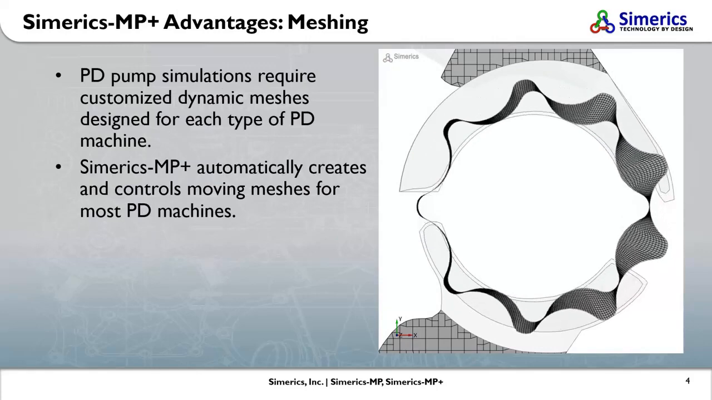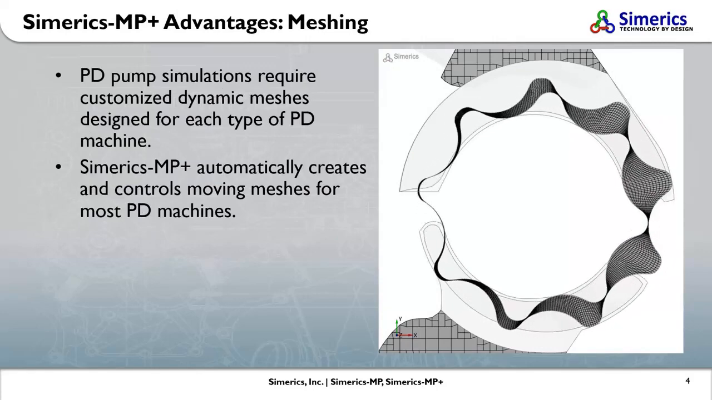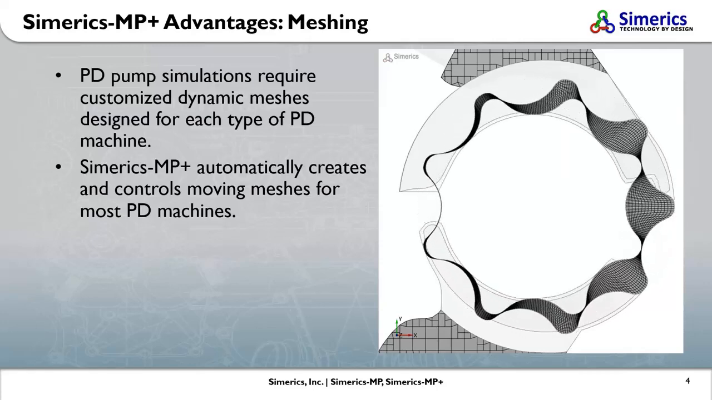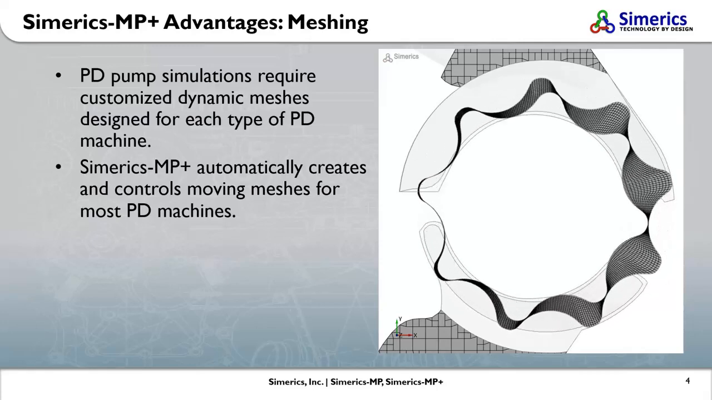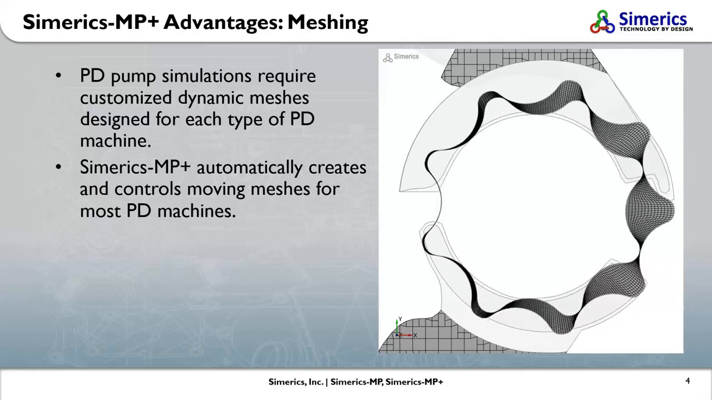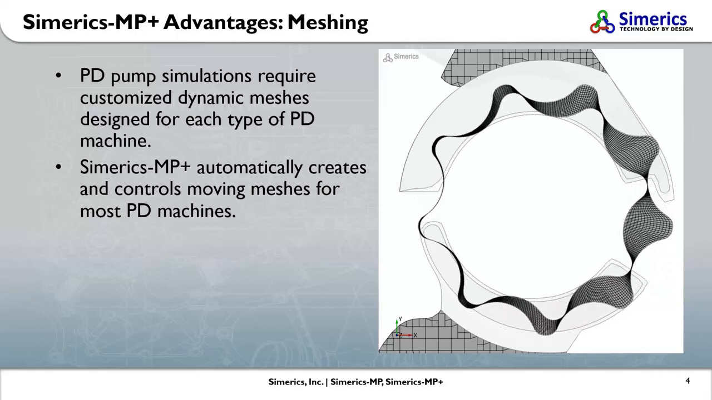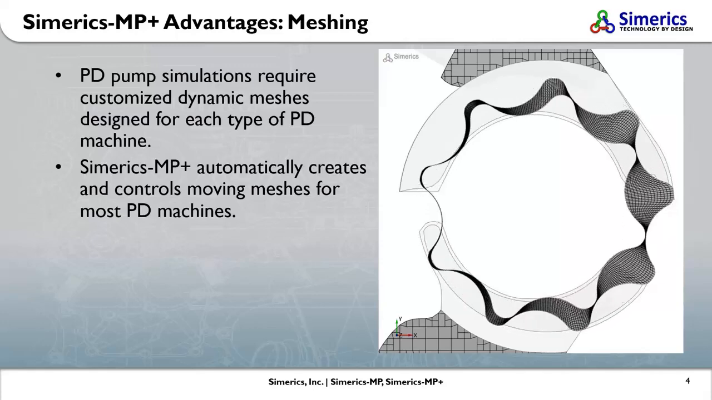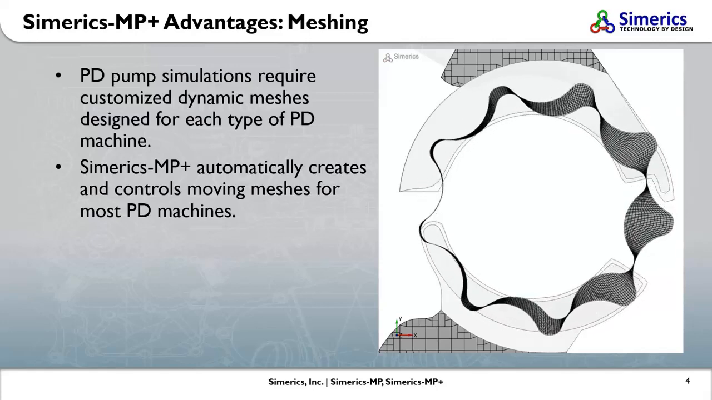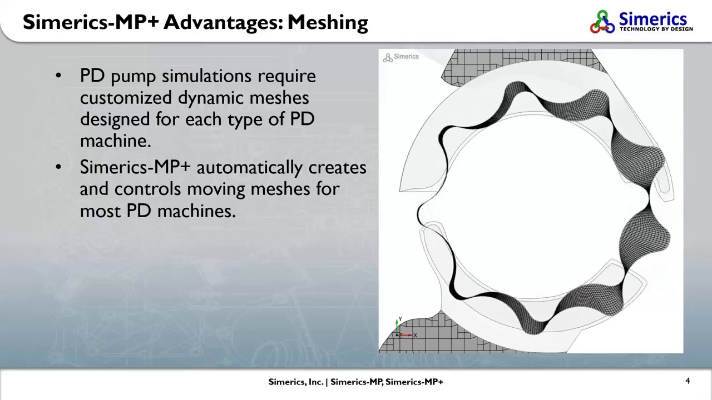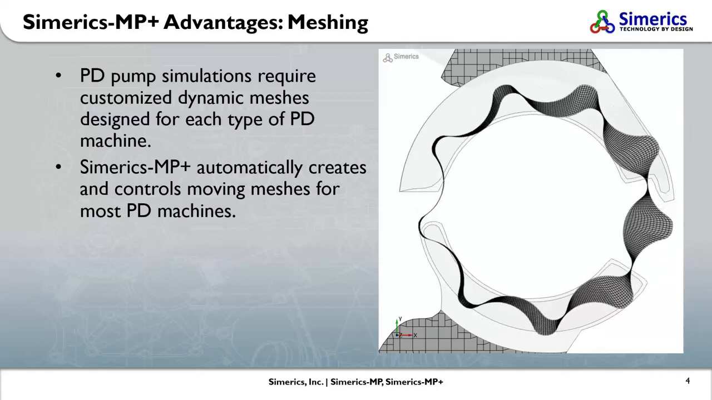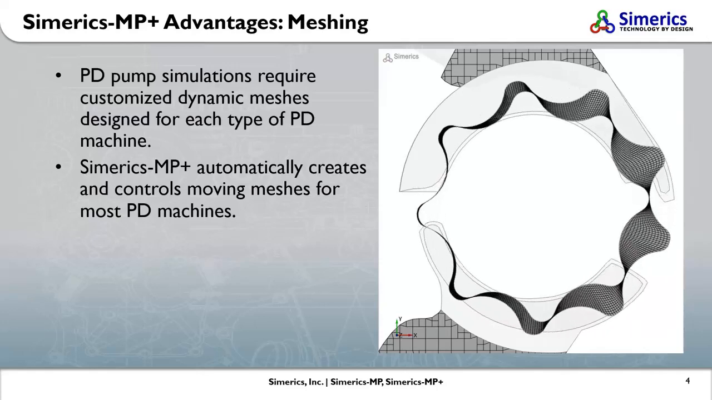So then how does Simerics MP+ address all of these issues? Let's start with its advantages in meshing. The general consensus in the simulation community is that the only practical meshing solution for PD machine simulation is a customized moving deforming mesh designed specifically for each PD machine type. Most of these meshes utilize very complex mathematical and numerical algorithms. This approach is difficult and often impossible in most cases for end users to implement.